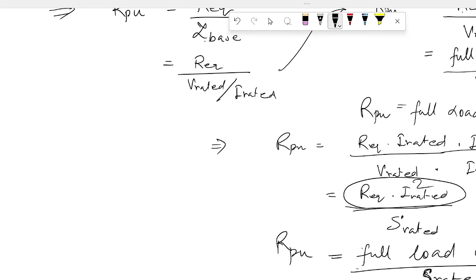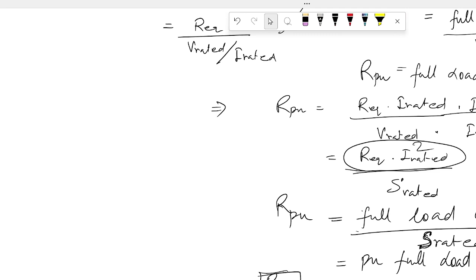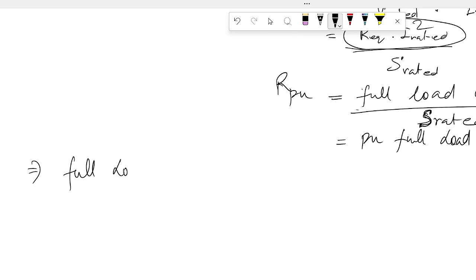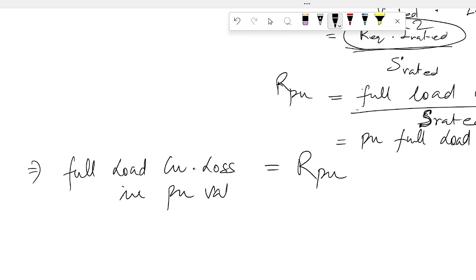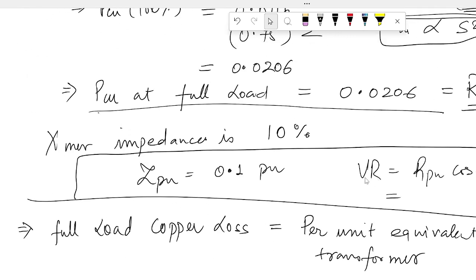So if somewhere you have got full load copper loss in terms of per unit values, you can directly equate it to R per unit. If you find the per unit copper loss, you can easily equate that to R per unit. So now I have proved that full load copper loss in per unit values is equal to R per unit. Clear?